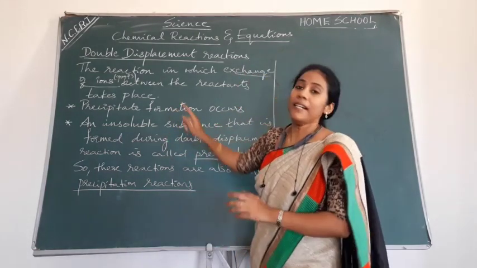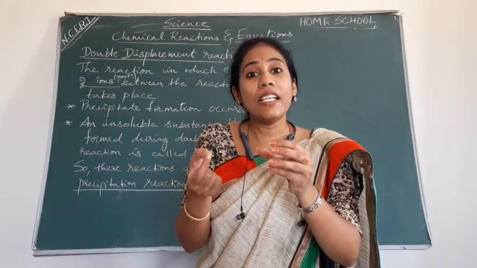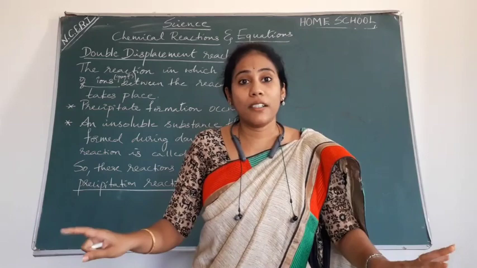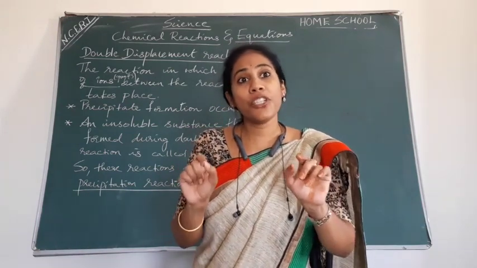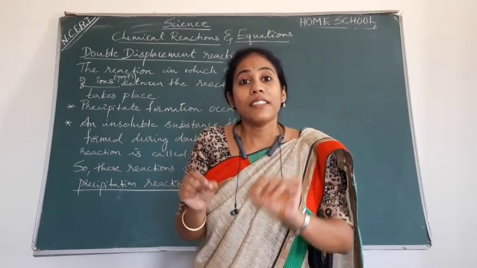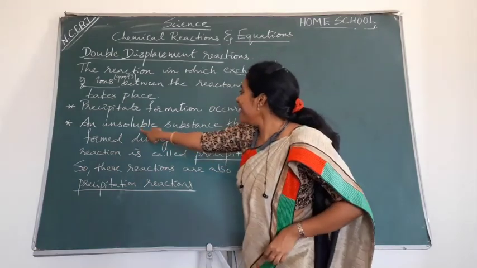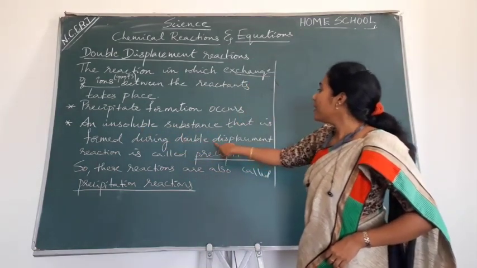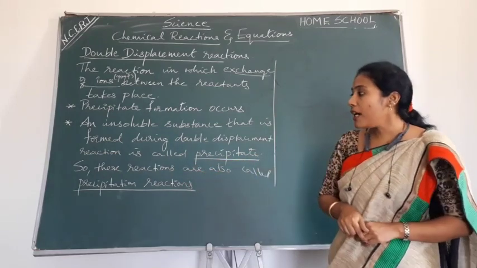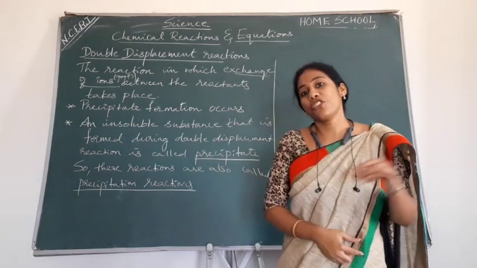Okay. During a double displacement reaction, one unusual thing will happen. The product will appear as a white colored insoluble solid. Insoluble means what? Not dissolving in water, not giving a clear solution. If the solution is not clear and you are getting some solid, colored particles, then such particles that you are getting are called a precipitate. So an insoluble substance that is formed during a double displacement reaction is called a precipitate. So these reactions are also called precipitation reactions. You have another name for double displacement reaction, that is nothing but precipitation reaction.